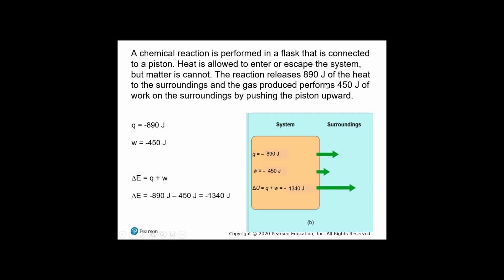And then it says the gas also performed 450 joules of work on the surroundings. So that means work was done by the system on the surroundings. So that's also negative. So we have Q going from the system into the surroundings, and W also going from the system into the surroundings. So both these values are negative. We plug them in, and it ends up being negative 1,340 joules. That is the change in internal energy from this reaction. That's it.